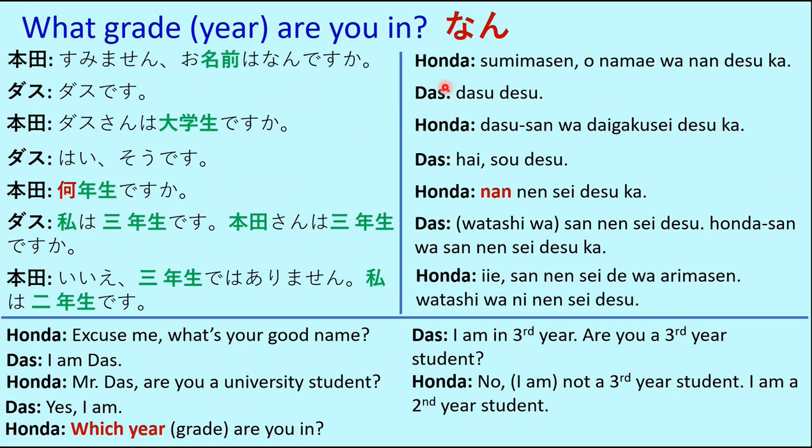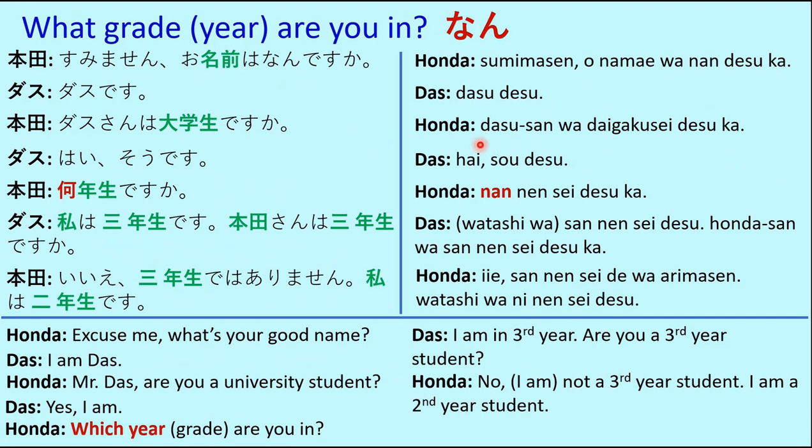This was the conversation between Honda-san and Das-san. Honda-san said, Sumimasen, o namae wa nan desu ka? It means, excuse me, what's your good name, please? Das-san says, Das, I am Das. Then Honda-san asks, Das-san wa daigakusei desu ka? Mr. Das, are you a university student? Daigakusei means university student.